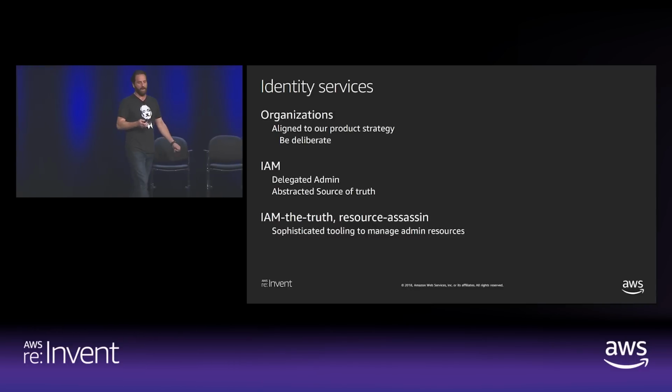The two tools that do that are actually IAM the Truth and our Resource Assassin. Basically, we generate all of our artifacts and we throw them into Git. And then we have a really dumb process that basically trolls over all those resources and describes everything in IAM and makes sure that they all match at all times.